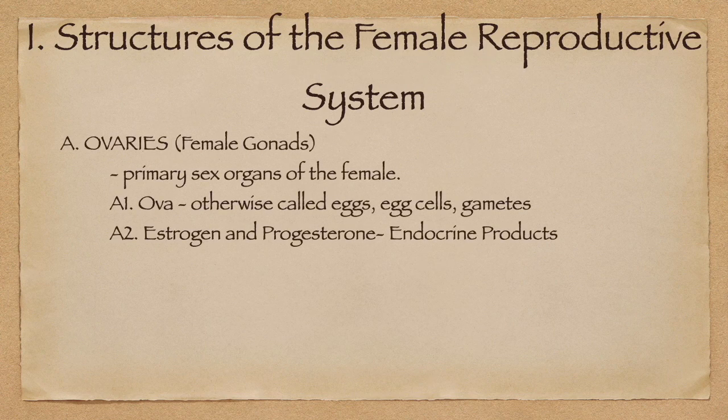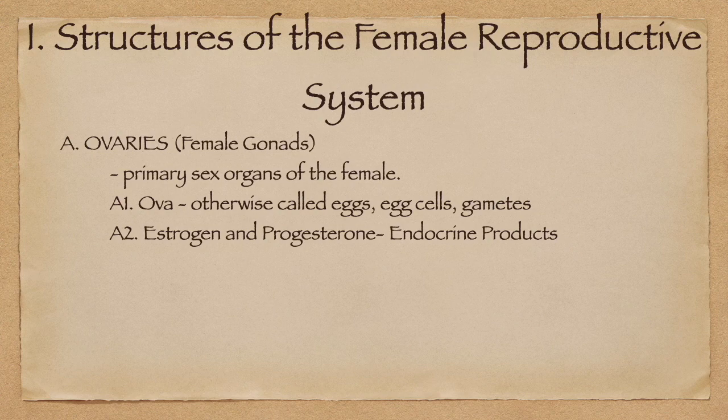We have the ovaries or the female gonads. These are the primary sex organs of the female. It's like the testes of the male. The ovaries produce both an exocrine product, the eggs, the ova or the egg cells, which we also call the gametes. We also have an endocrine product, which are the estrogens and the progesterone.